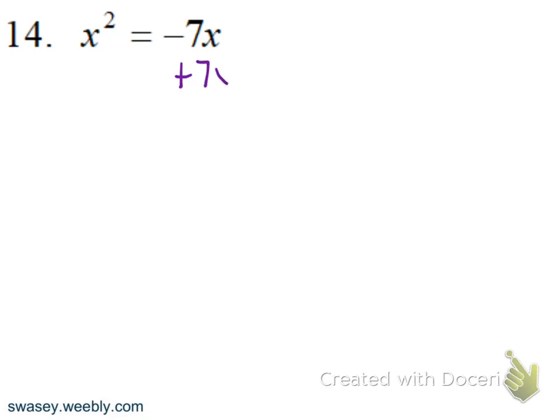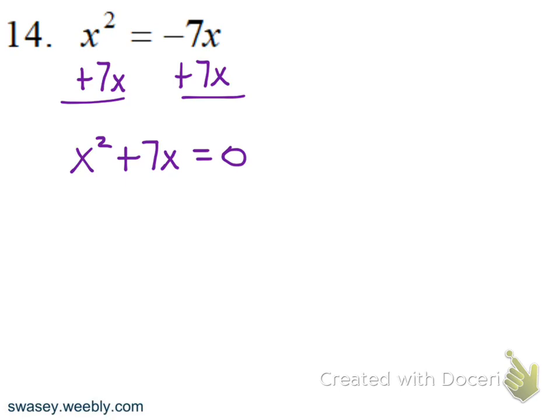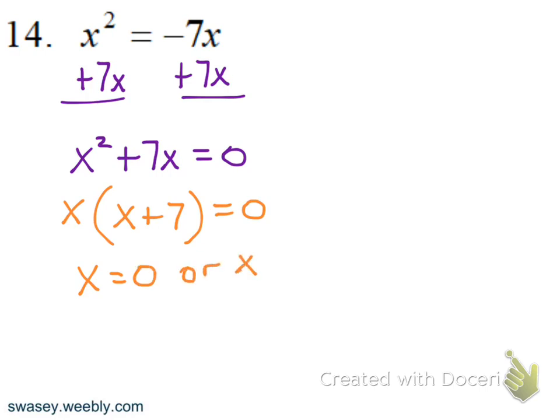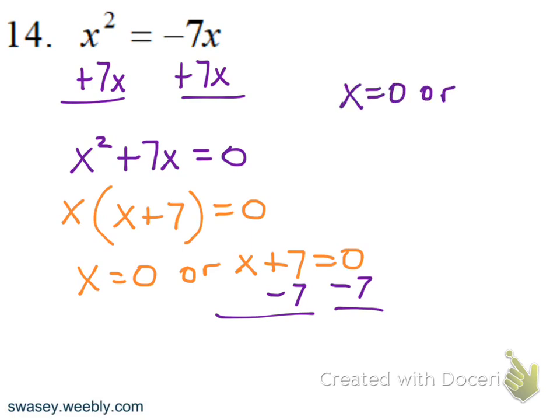Here we want to get the variables on one side. Get everything on one side and factor. So we have x squared plus 7x equals 0. Factor out the x. X squared divided by x is x. 7x divided by x is 7. We have a product equal to 0, so set each factor equal to 0 and solve. We already have x equal to 0, and then the other one, subtract 7. And so we have two solutions, either x equals 0 or x equals -7.